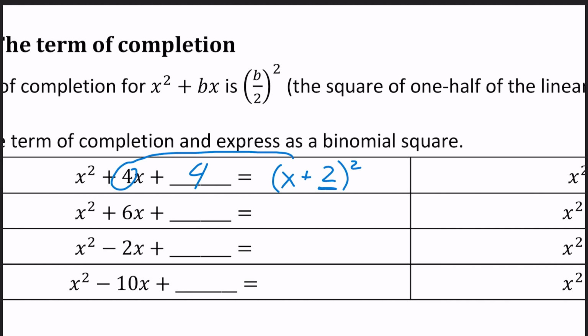Now here's a little thing that I always say whenever I'm going through this process, and it is just something that can help me to remember what I'm going to do to create the binomial square and the term of completion. When I square a binomial, I say first term squared is twice the product, second term squared. When I'm doing this process here, I always say half in, square out. Now here's what that means.